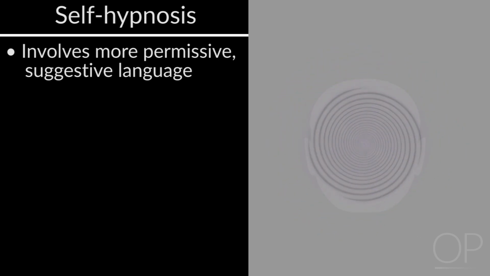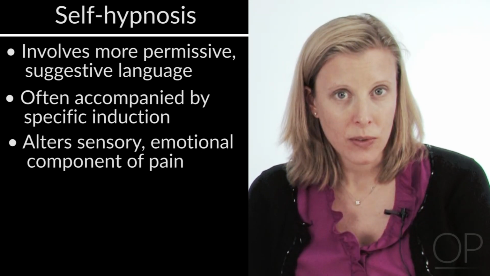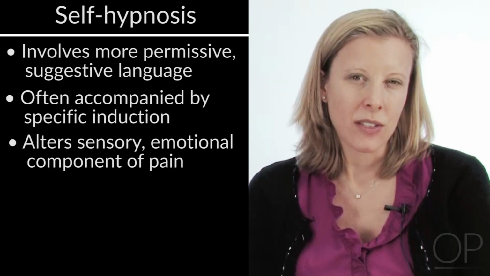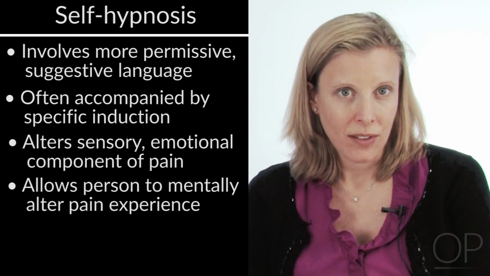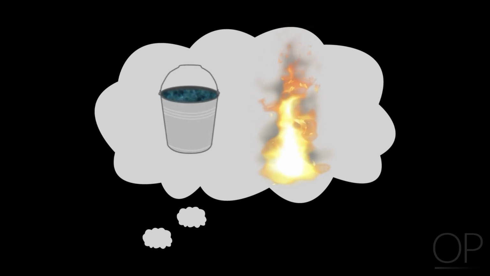Self-hypnosis is another strategy. It's similar to visual imagery, but it involves more permissive, suggestive language, and there's often a specific induction that's used. This type of imagery can be used to alter the sensory or emotional component of pain, or both, and fMRI research has actually shown that you can alter either the sensory or emotional component of pain through self-hypnosis. We also use self-hypnosis to help the person mentally alter their own pain experience. So we may ask the child to imagine or visualize what their pain looks like to them. For example, a child may visualize their pain as a big red ball of fire. Once they have an image of the pain in their heads, we ask them to alter it in some way so it's not affecting them or so it's not as strong anymore. So a child may imagine that they have a bucket of water that they're pouring over the fire to put it out so that the pain is not as strong anymore. And this can be very effective at reducing the person's subjective pain experience.